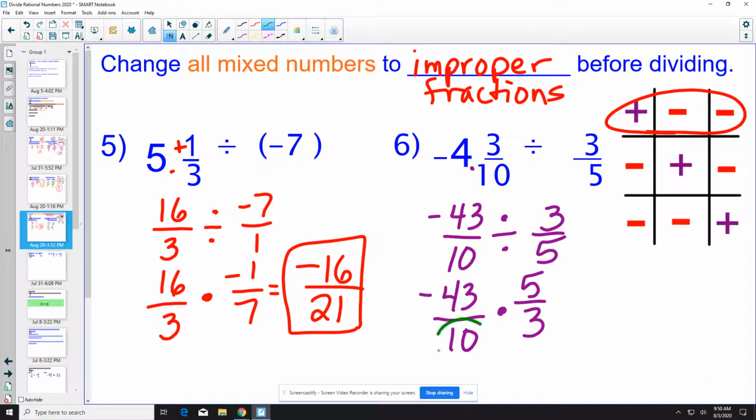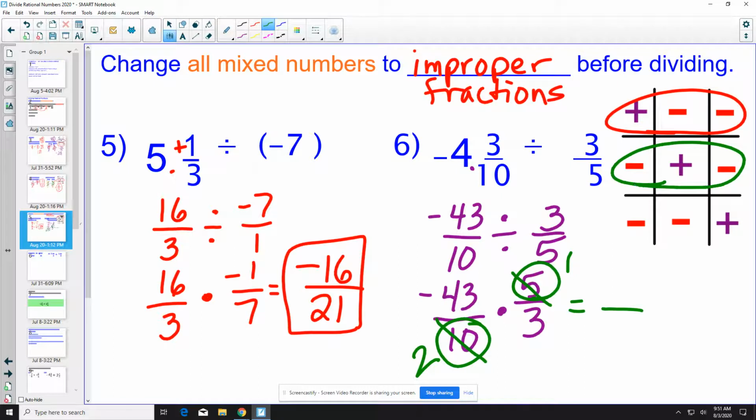I'm noticing that 5 and 10 have a common factor of 5. So I'm going to ask myself, how many 5s go into 10? 2. How many 5s go into 5? 1. See, 3 won't go into 43, 2 won't go into 43. So now I'm ready to multiply across. A negative times a positive is a negative.